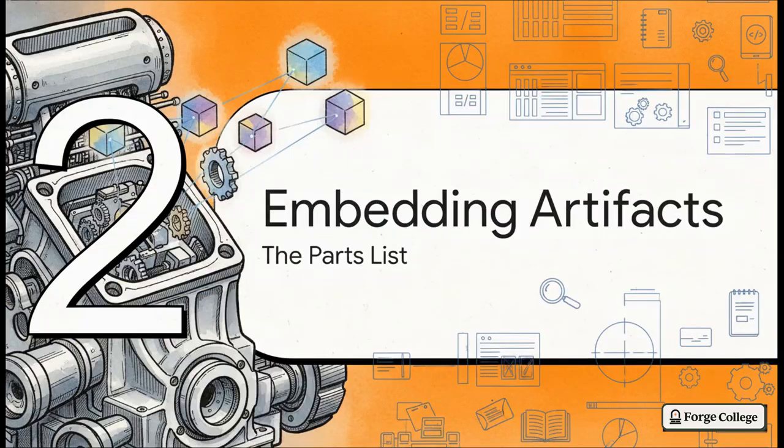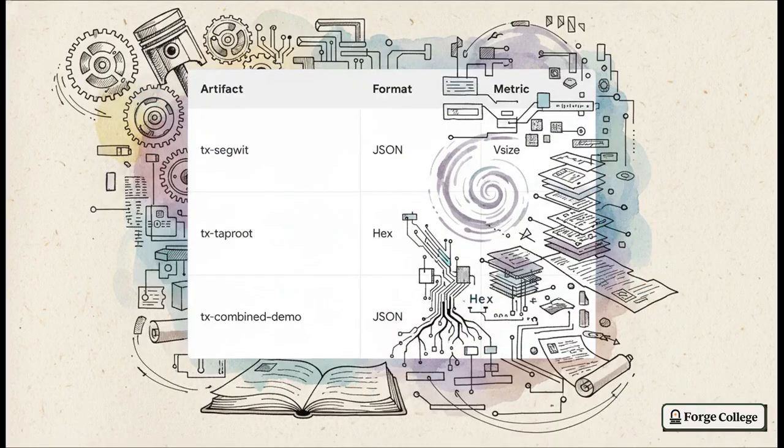Moving right along to part 2, embedding artifacts, the parts list. So now we need to actually install the parts. You must embed 3 very specific transaction demos exactly as you built them. We're talking about your tx-segwit-sample, your tx-taproot script path, and your tx-combined demo. But listen, you can't just drop the file names and move on. No way. You've got to include their raw hex or JSON formats, the exact construction command you used to build them, and the measured metrics, like your vsize and linkability. Think of these as the pistons actually firing inside your Capstone draft.